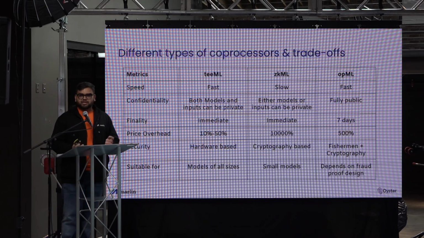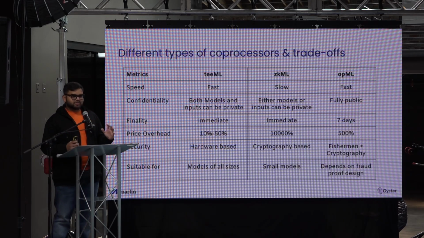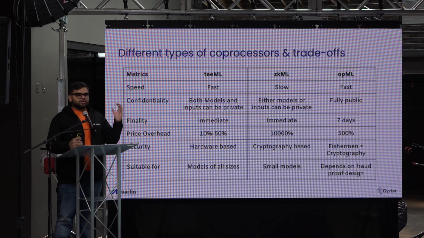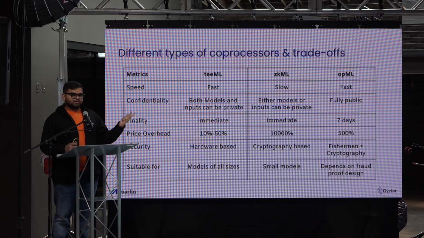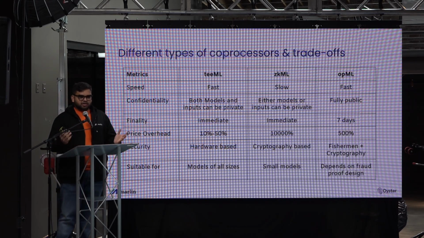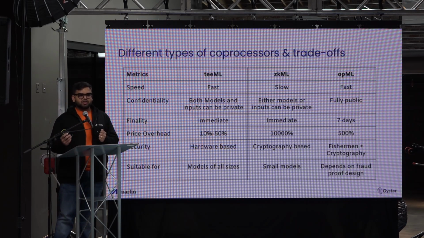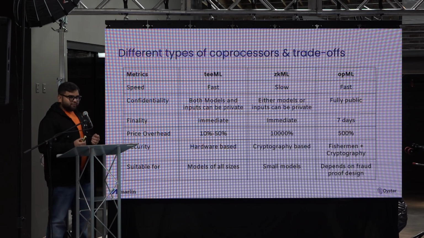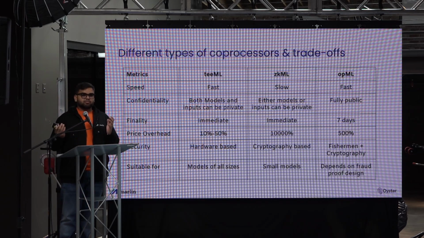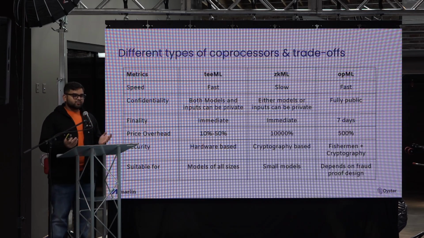Now jumping directly into the different kinds of coprocessors. So these are the three kinds of coprocessors that exist in the market today. So you have ZKML, you have TEEML, you have OPML. In terms of speed, we have seen that both TEEML and OPML are fast. ZKMLs are in general slow, depending on the compute that you have been executing. In terms of confidentiality, TEEs offer both model as well as your private inputs, right?